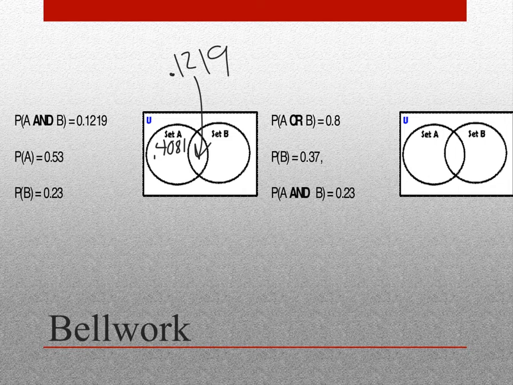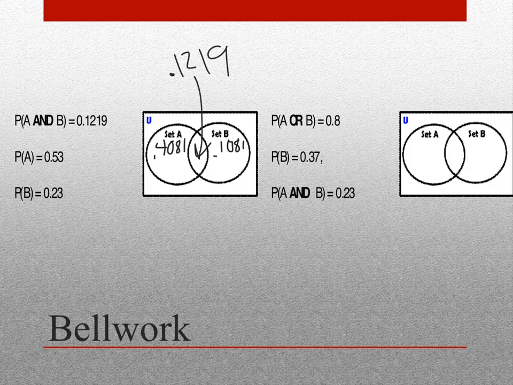And the same concept will apply for the probability of B. So I'm going to take the total of B and subtract out that overlap, right, the intersection. And I'm going to get 0.1081. So that's how I'd fill out that wonderful Venn diagram. But I also have the outer part to deal with.